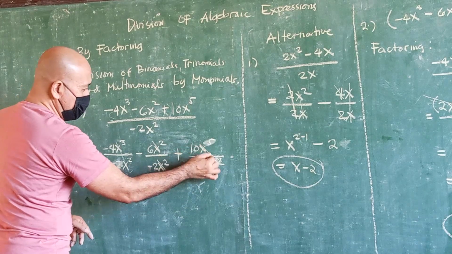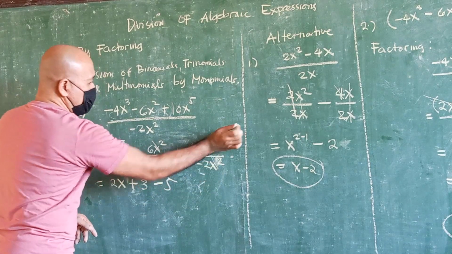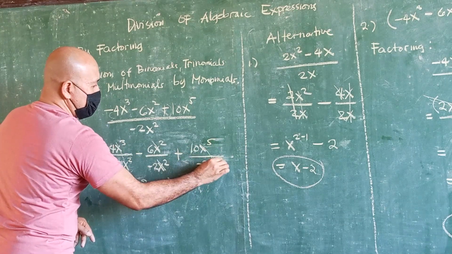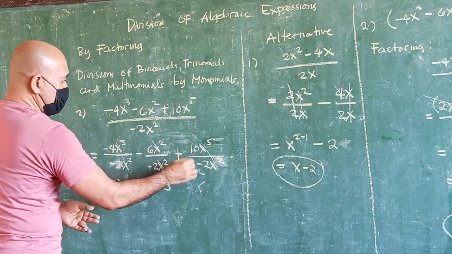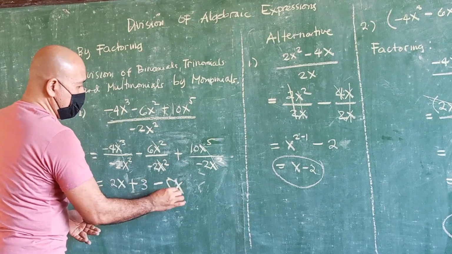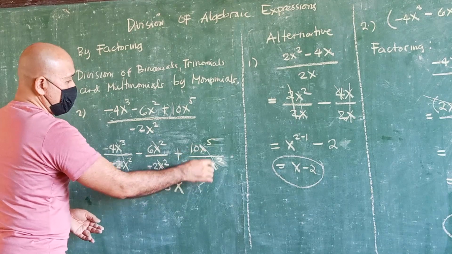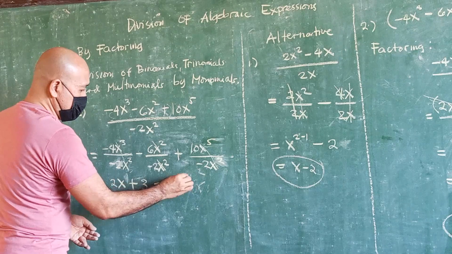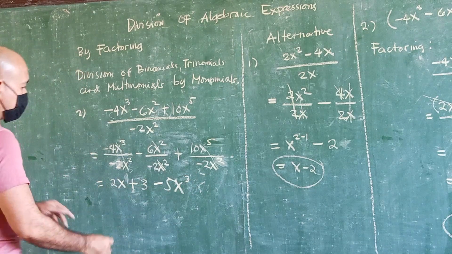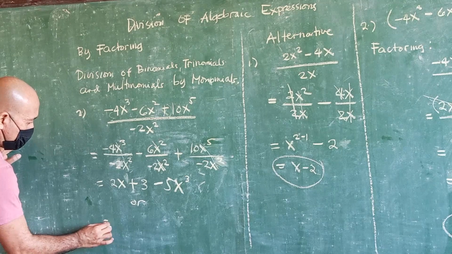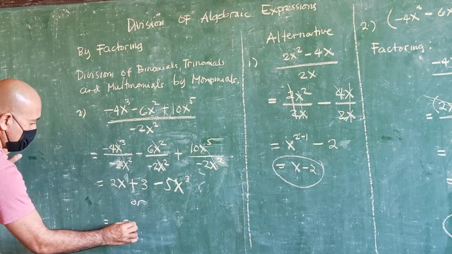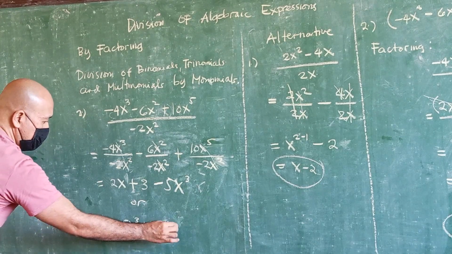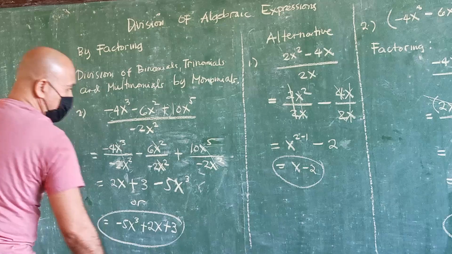And you are dividing the same variables where the exponent here is bigger than the exponent of the denominator. So that becomes, copy x in the numerator and subtract 2 from the exponent of the numerator, that is 5 minus 2, that is 3. So this is automatically your answer. Or you may rewrite that one into negative 5x cubed plus 2x and then plus 3 as your final answer.